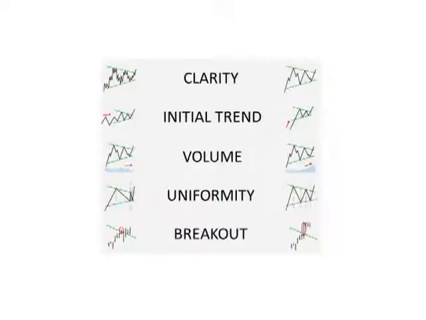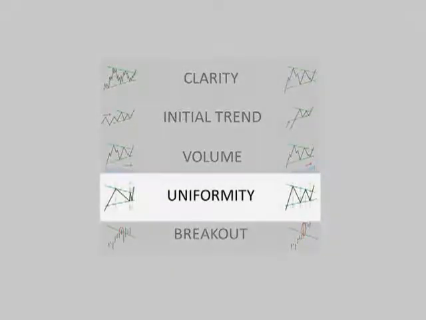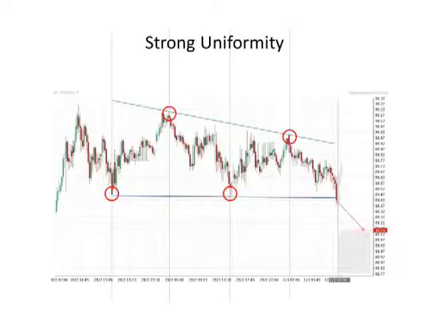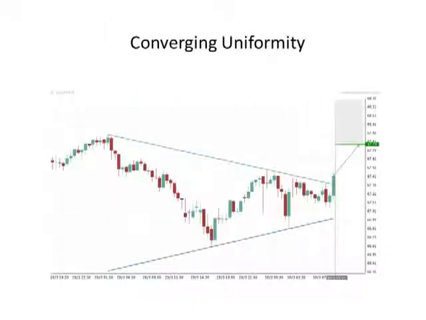Then we have uniformity. This is also an indicator that tells us whether a pattern will look aesthetically pleasing. If the points on a pattern where the price touches the support and resistance lines are evenly or uniformly spaced, then it suggests that the psychology in the minds of traders had time to have its effect on the market. For patterns such as triangles, where the support and resistance converge, the spacing will naturally become closer, but this is still okay because it looks natural and normal.